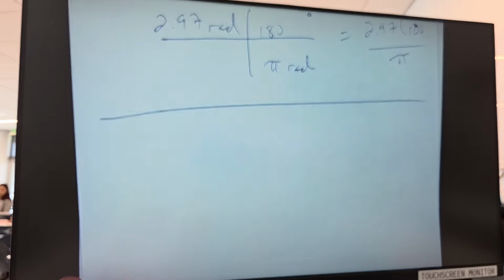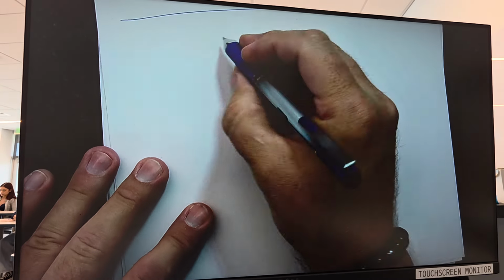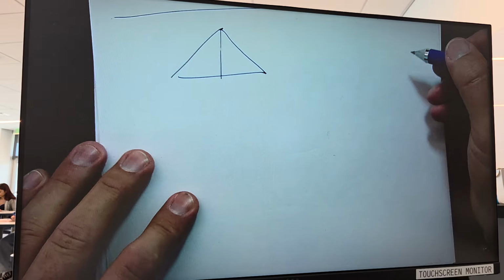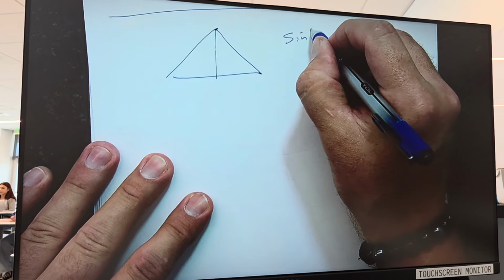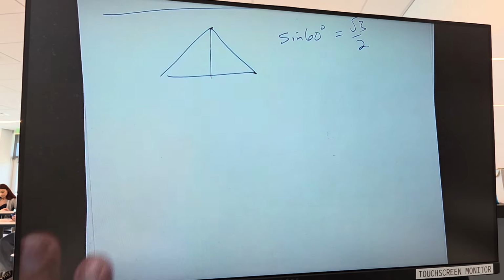So I want to do, let's see, one last little thing that I can squeeze in here. Do you guys remember when we looked at an equilateral triangle and we cut it? And we figured out a couple things. We figured out that sine of 60 degrees is rad 3 over 2. Do you guys remember that?